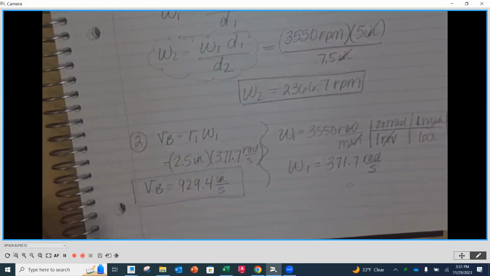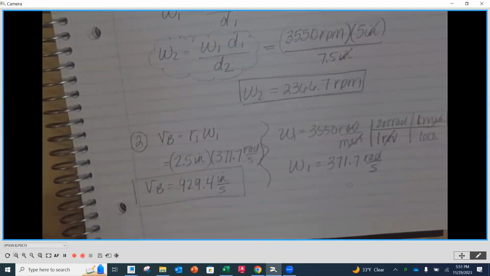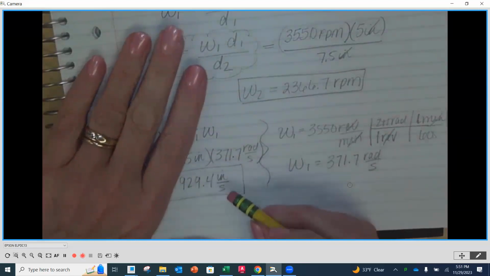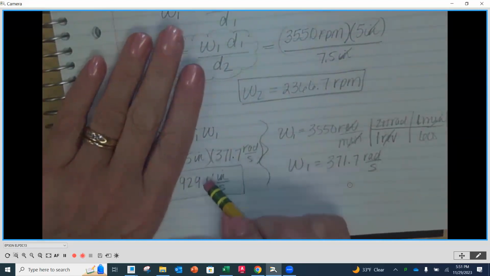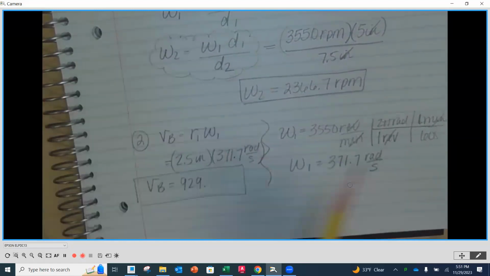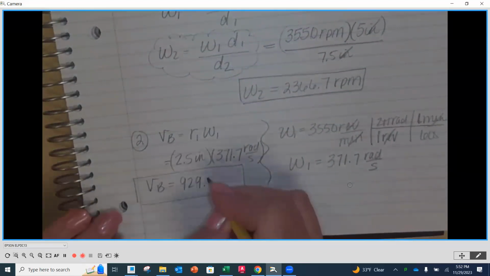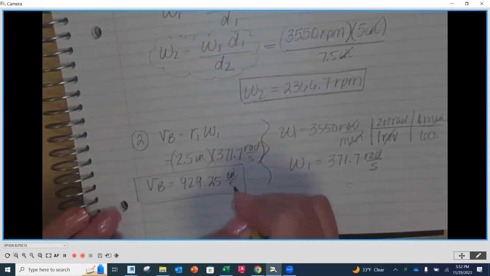Did you get the same number? Oops. Oh, that's fine. Actually, belt speed most often is in feet per minute. That's more common than any other units. So I think I did mine 2.5 times 371.7, which is 25 inches per second.